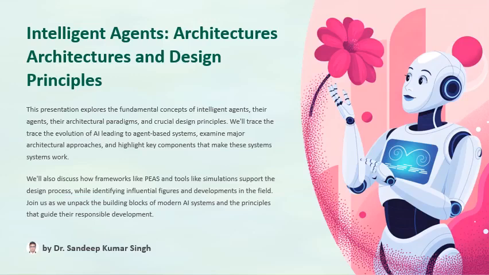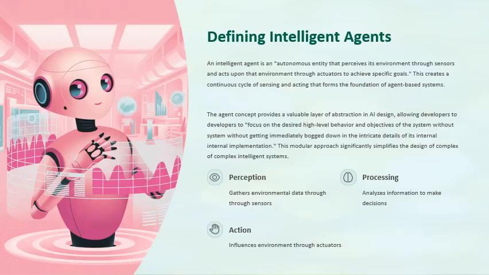Right. So where do we start? Maybe with the absolute basic building block, the agent idea itself. Good plan. So in AI terms, what is an intelligent agent? Well, think of it like this. It's basically some entity acting on its own, autonomously. It lives in some kind of environment. It can sense things in that environment using sensors, and then it acts on the environment using actuators, all to achieve some goal.